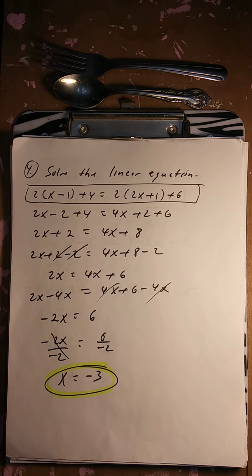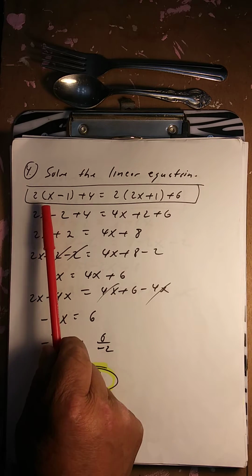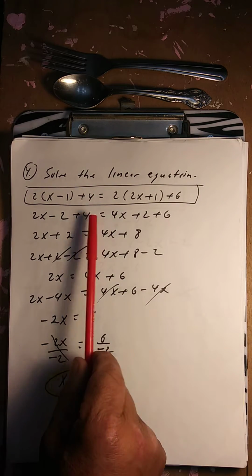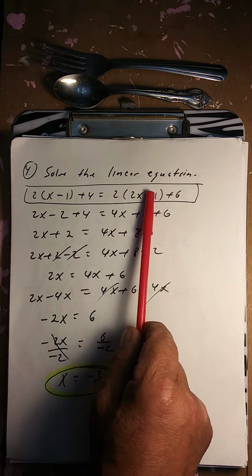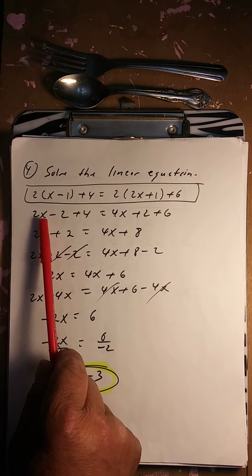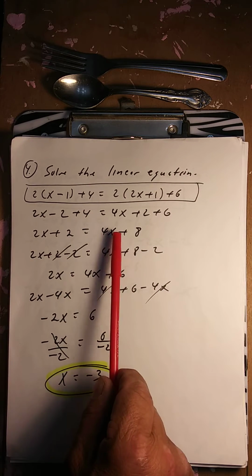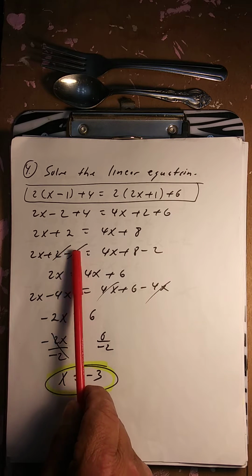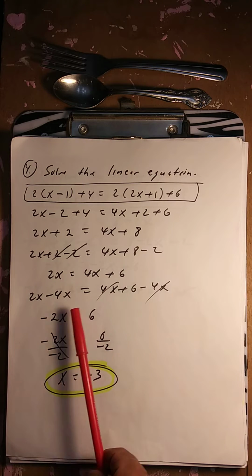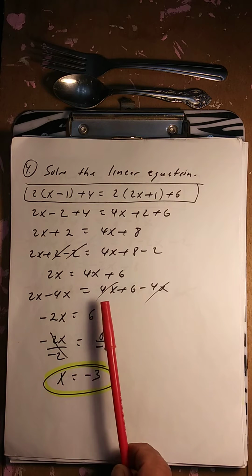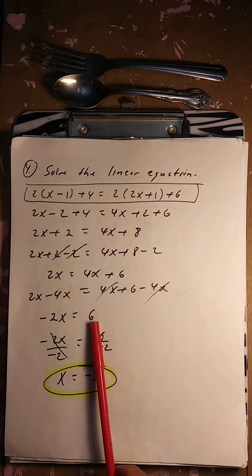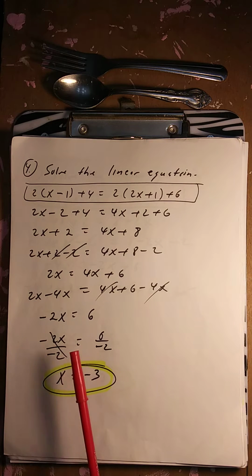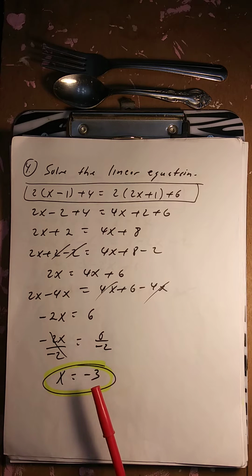Solve the linear equation. Multiply this out. 2 times that, 2x. 2 times that, negative 2 plus 4. 2 times that, 4x. 2 times that is 2 and 6. So 2x plus 2, 4x plus 8. Minus 2 minus 2, these are gone. So 2x equals 4x plus 6. Minus 4x minus 4x. So this is giving me negative 2x equals 6. Divide by negative 2, divide by negative 2. So that's going to give you x is what? Negative 3.